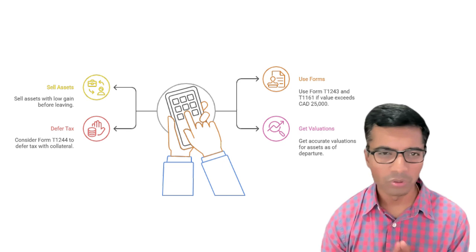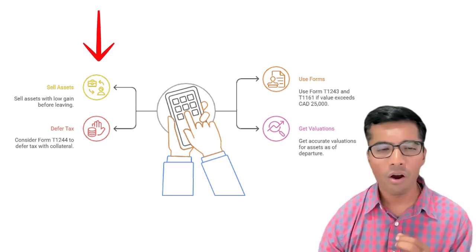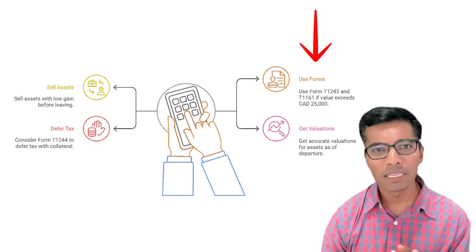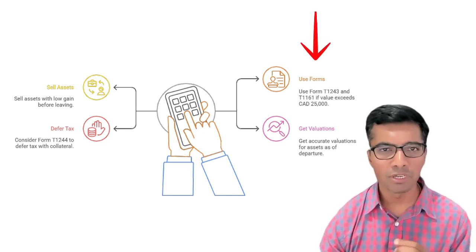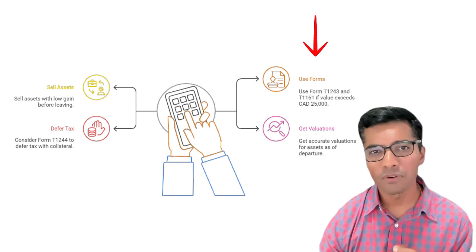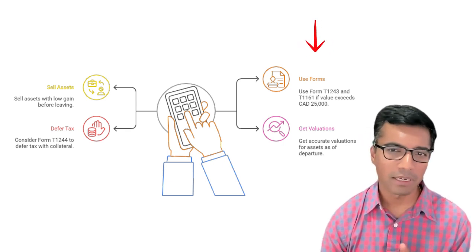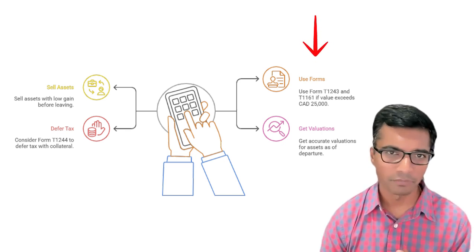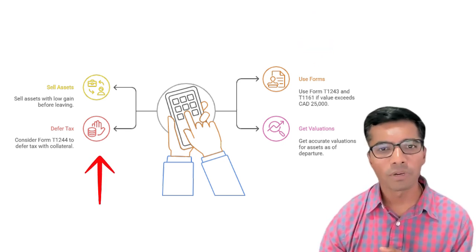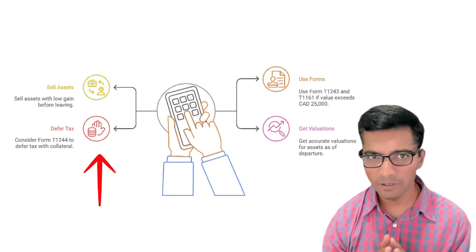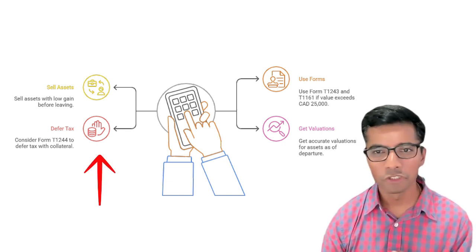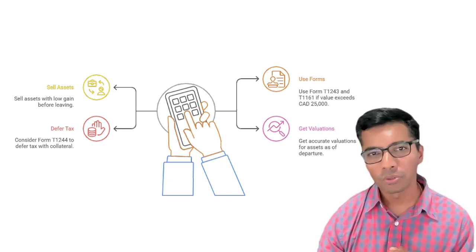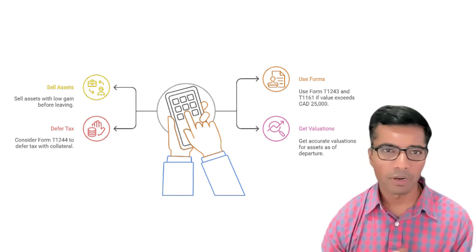So what can you do? Sell your low-gain assets or assets that have lost value before leaving. Use Form T1243, Deemed Disposition, and Form T1161, List of Properties, if the total value is more than 25,000 Canadian dollars. Consider using Form T1244 to defer your tax. Keep in mind, you need collateral for this. So this one can easily cost you thousands if you haven't planned properly.